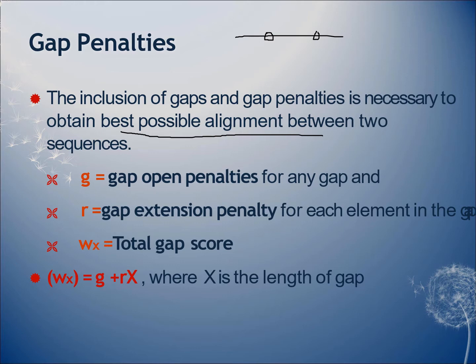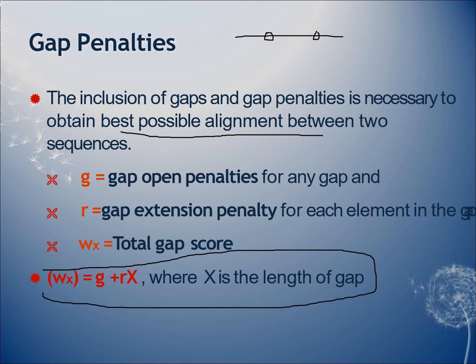Talking about the alignment gap penalty, it is written like this. Here Wx is the total gap score, G stands for the gap open penalty for any gap, and R stands for the gap extension penalty for each element in the gap. So the total gap score equals the gap open penalty plus the gap extension penalty times X, where big X stands for the length of the gap. So that was for the gap penalties.